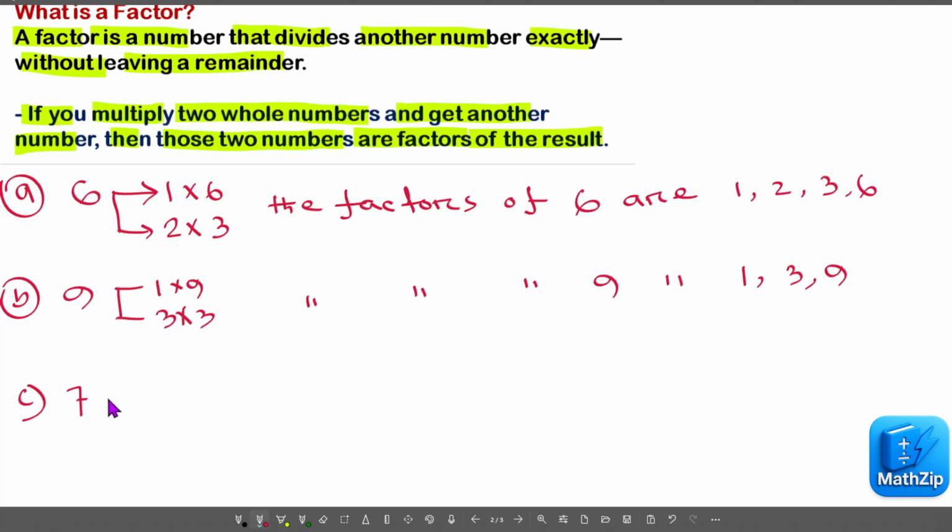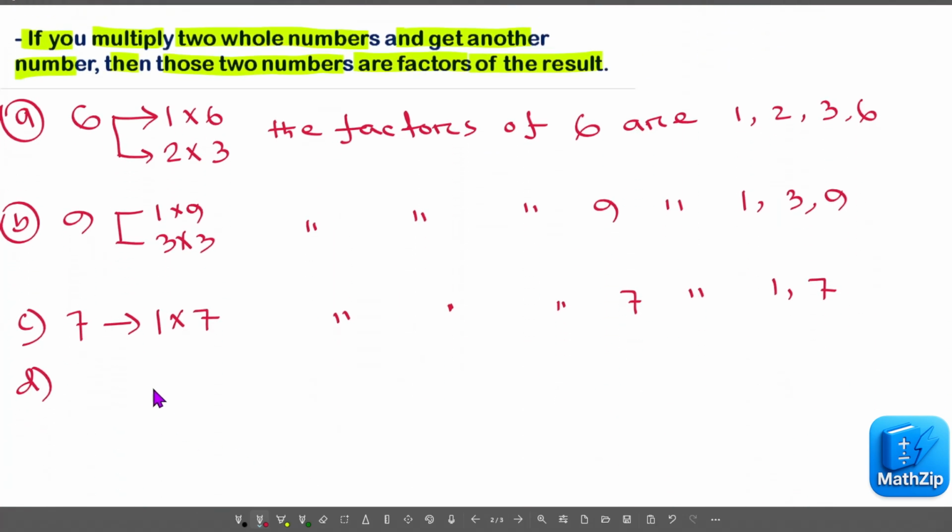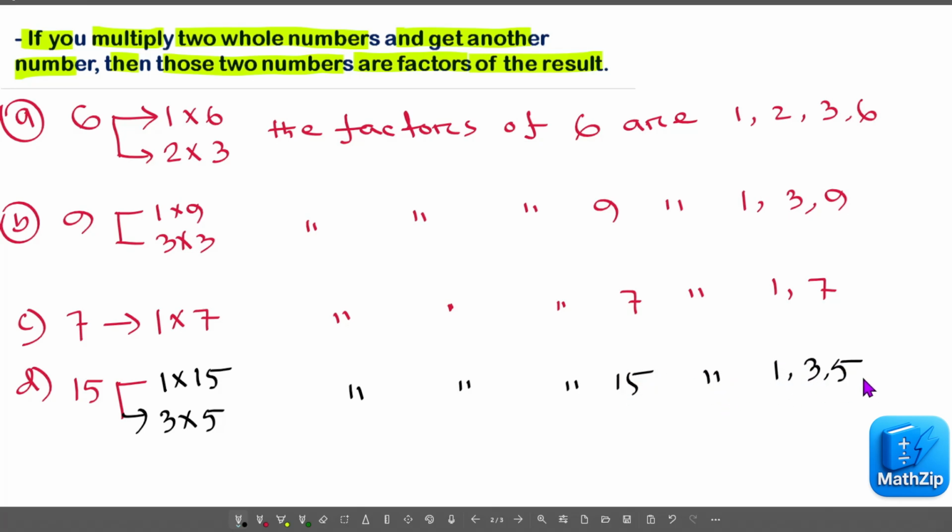Then 7 has only two factors, which are 1 and itself. The factors of 7 are 1 and 7. Number D, here is 15. For 15 we get several factors, like 1 times 15 itself, then 3 times 5, right? So the factors of 15 are 1, 3, 5 and 15. We can just make a list like this.